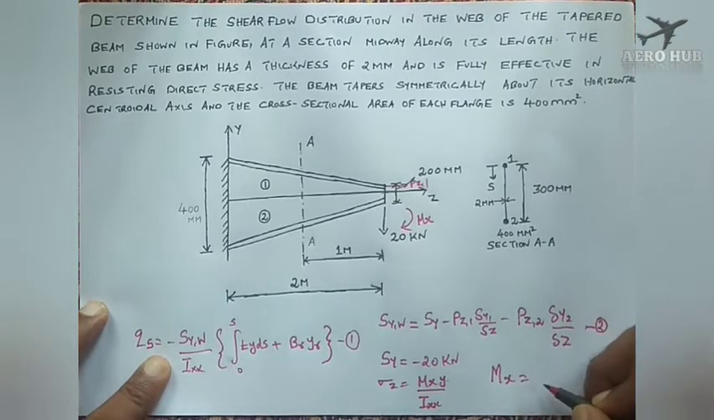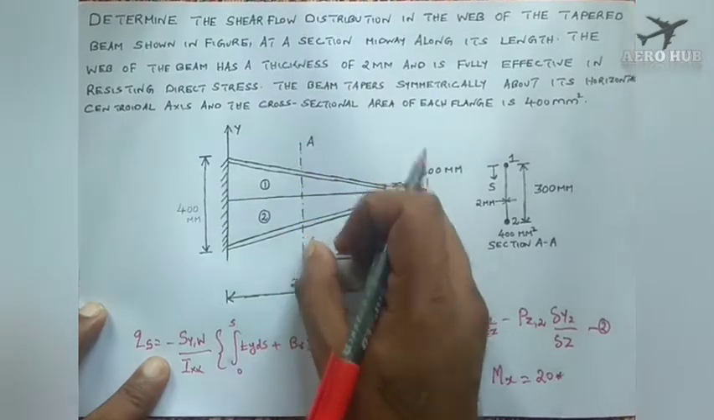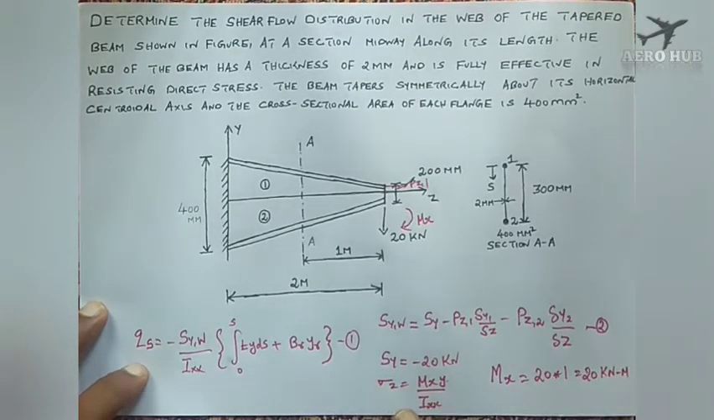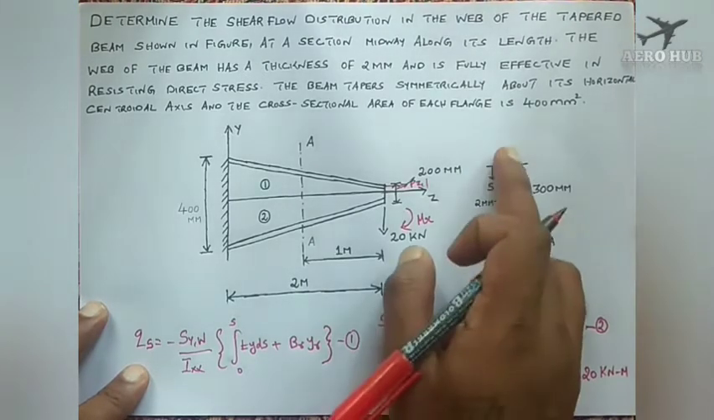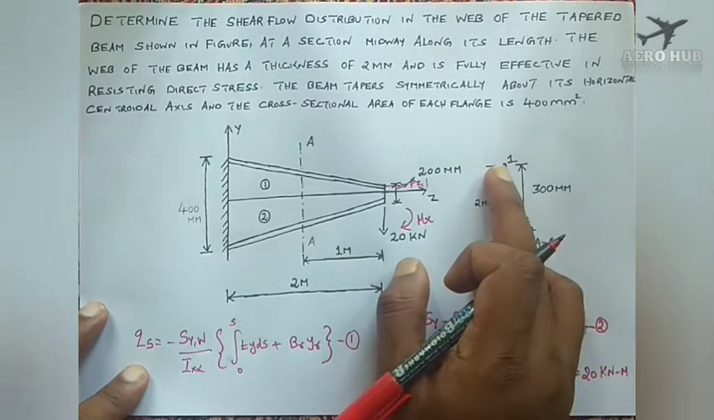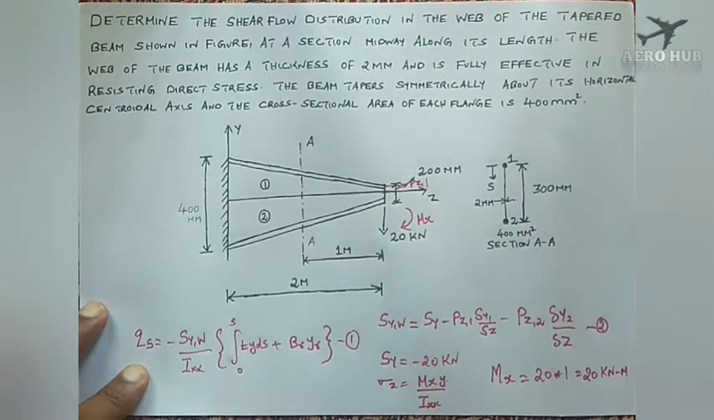Mx is equal to 20 into the length up to the section AA, that will be 20 into 1, so this will be 20 kilonewton meter. That is the value of Mx. Now you have the value of Mx, and we know the value of y. Y is the distance from the neutral axis to the flange area, so that will be 300 by 2, that is 150.